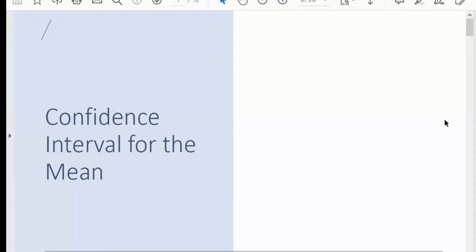So we're going to start with the confidence interval for the mean, which is in 9.2, because I think it's a little simpler to do than the 9.1. All right, here we go.